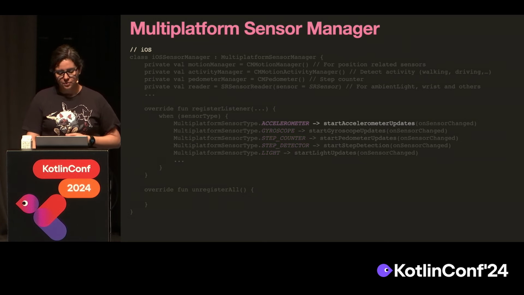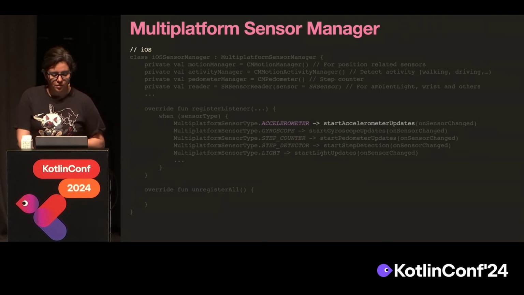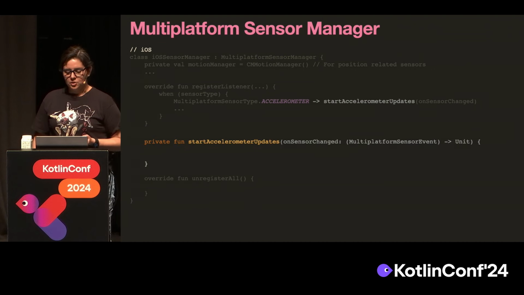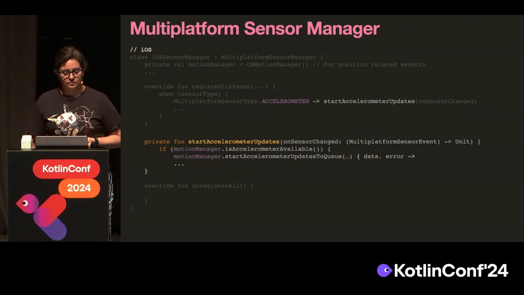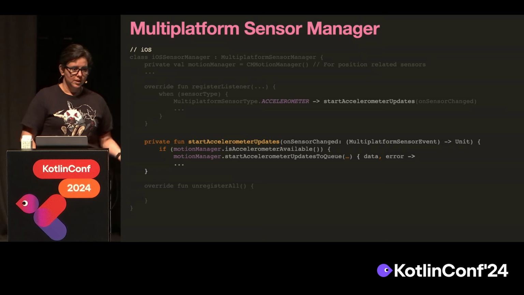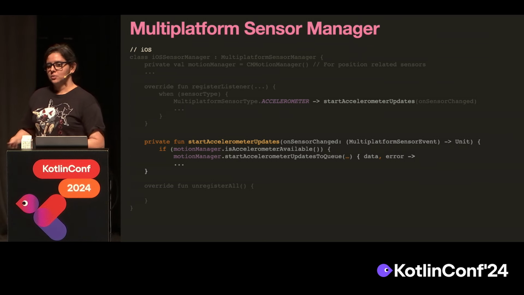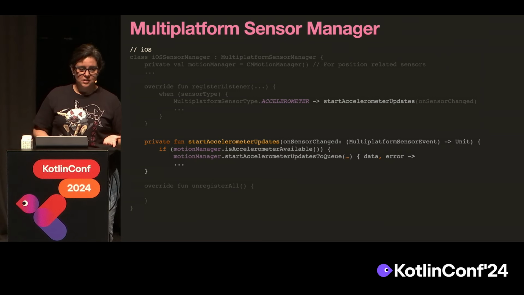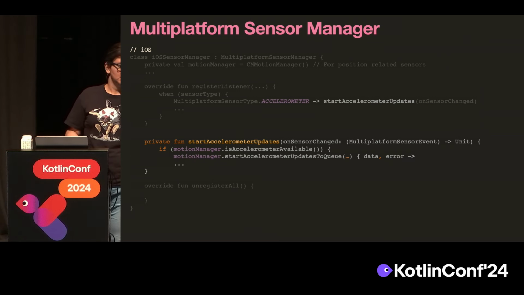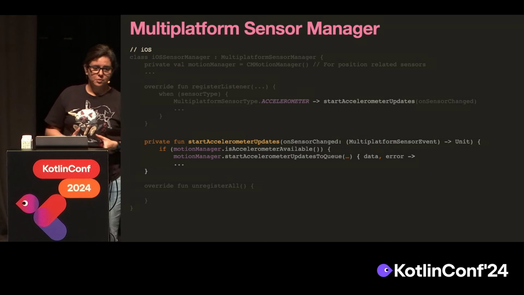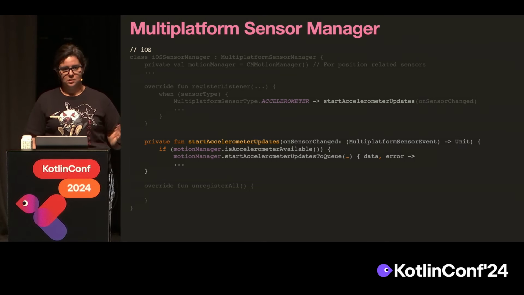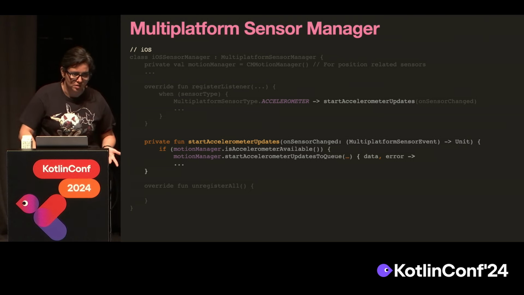So let's see an example with accelerometer. If I want to get my accelerometer information, this start accelerometer updates will look like this. I am going to get my motion manager. I am going to check if the accelerometer is available. You see, similar to the Android one, just check if it's there. And if it's there, I am just going to start observing those updates. This approach is going to be the same for all the other sensors in iOS. So it's pretty straightforward as well.